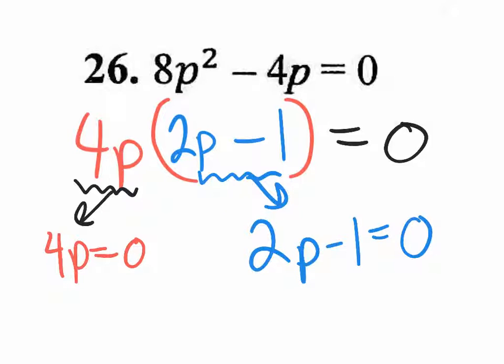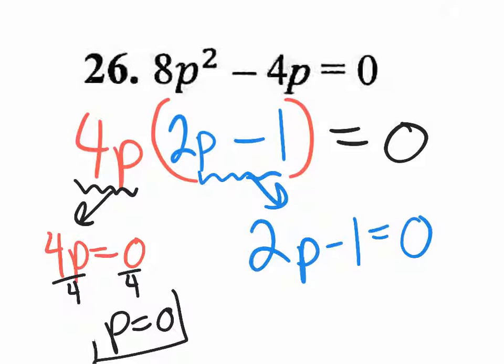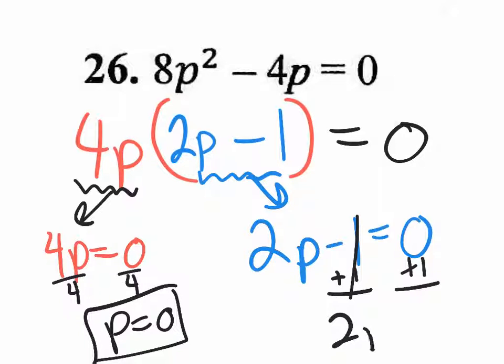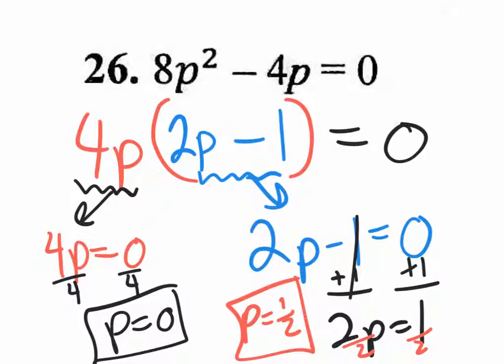So solving the left equation, I'm going to divide by 4. P equals 0. That is one answer. The other one, plus 1. 2p equals 1. Divide by 2 on both sides, and you will get p equals 1/2. So those are your two answers, 0 and 1/2 for number 26.